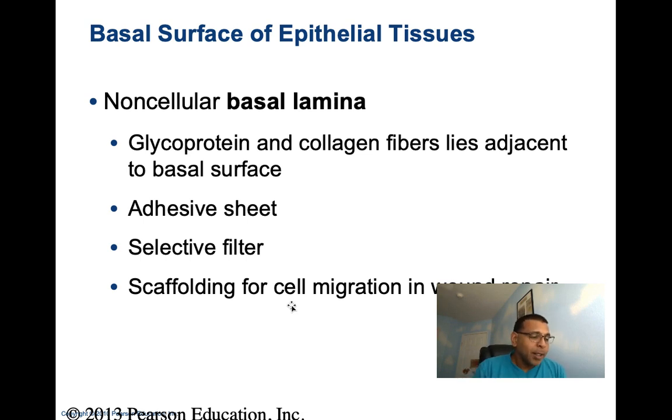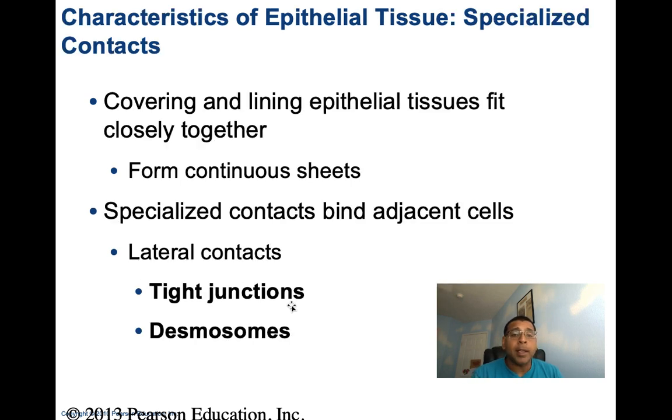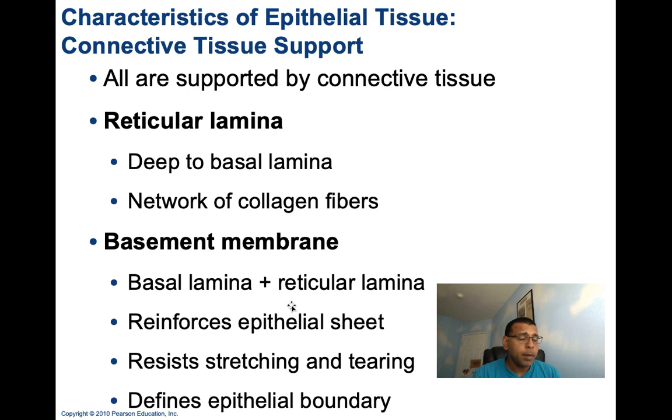Now, when we talk supported by connective tissue, all epithelial tissue rests upon and is supported by connective tissue. Now, we have here reticular lamina. Reticular lamina is going to be a layer of extracellular material containing a fine network of collagen fibers that belong to the connective tissue.